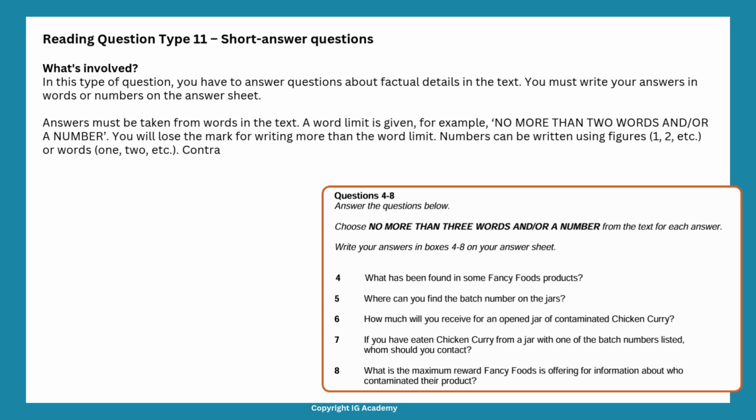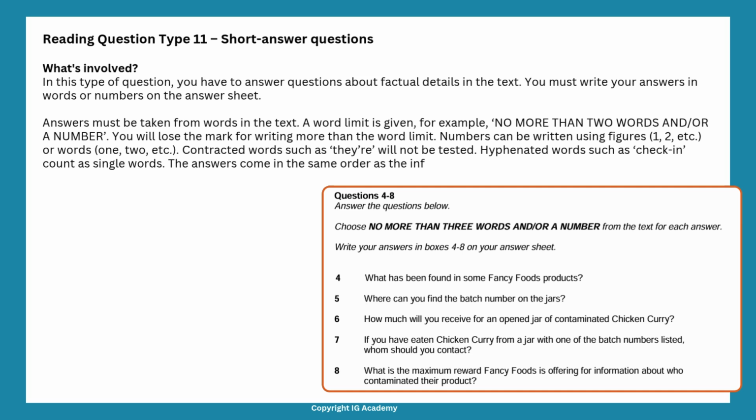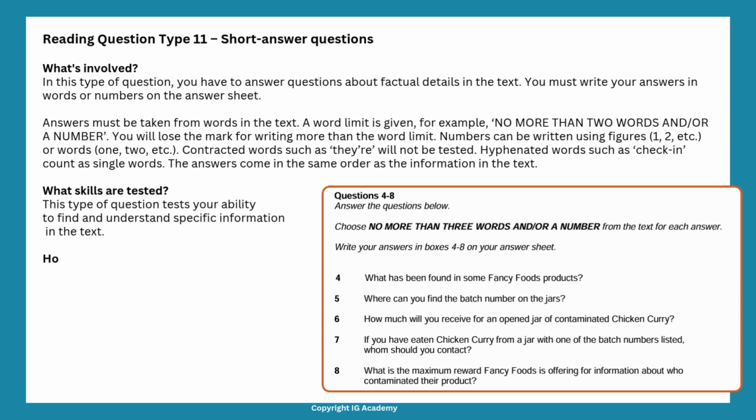Numbers can be written using figures or words. Contracted and hyphenated words count as single words. The answers come in the same order as the information in the text. This type of question tests your ability to find and understand specific information in the text. The number of questions is variable.